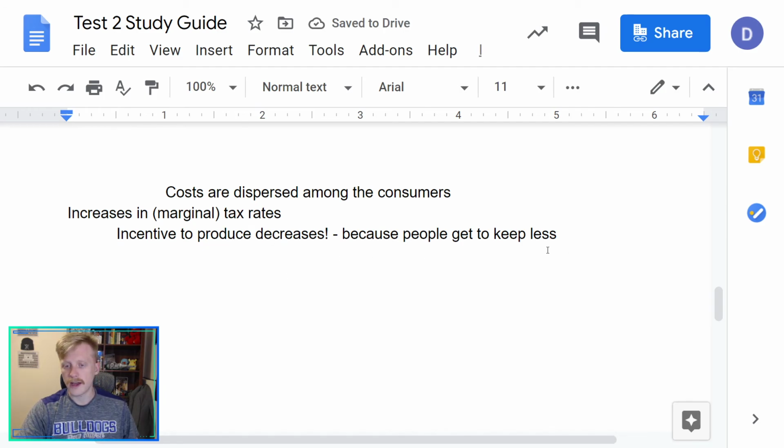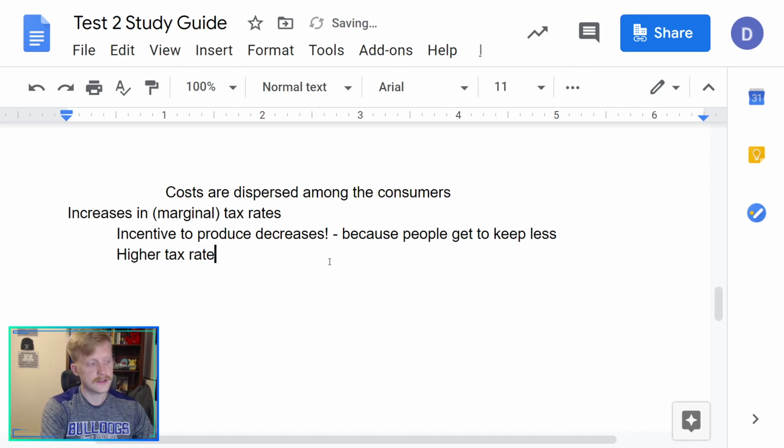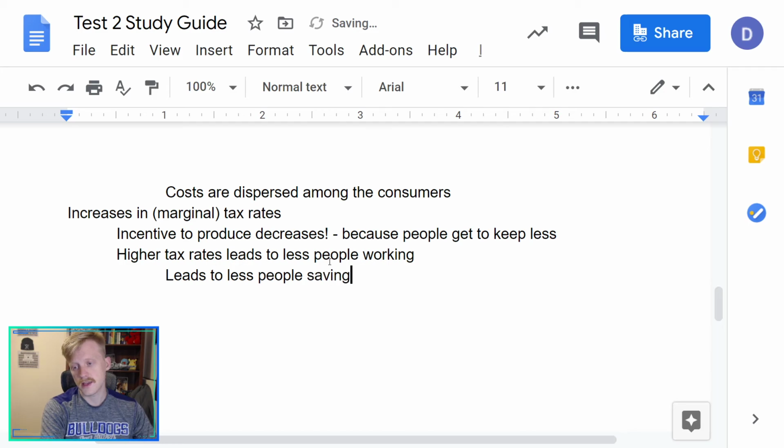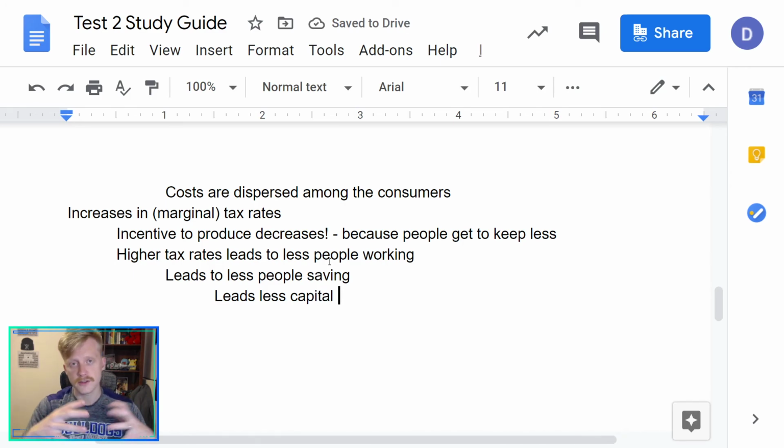So then if we have high tax rates, what will this lead to? Higher tax rates lead to fewer people working, fewer people saving. This leads to less capital formation. We talked about earlier how it's important that people are cutting their consumption now to be able to save for investing in capital that will enable us to produce more in the future. So this leads to less capital formation, right? Because they have less money, they only have the ability to consume now.